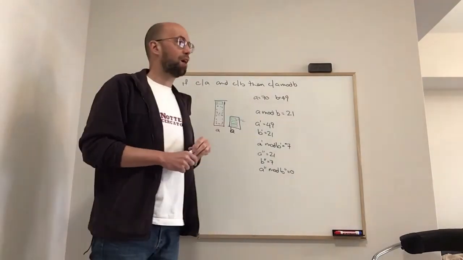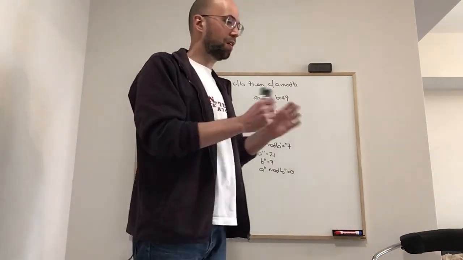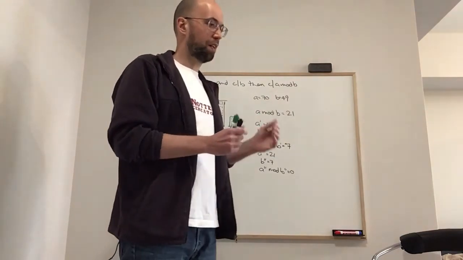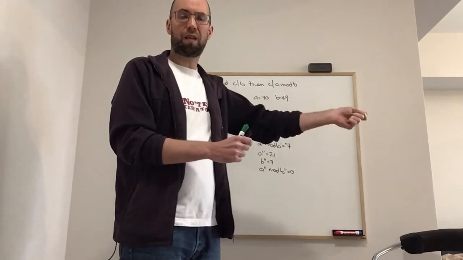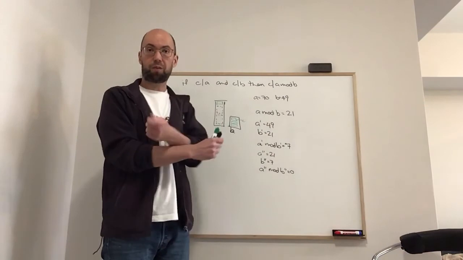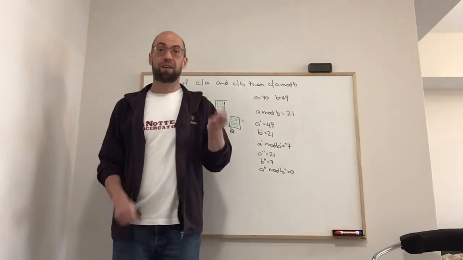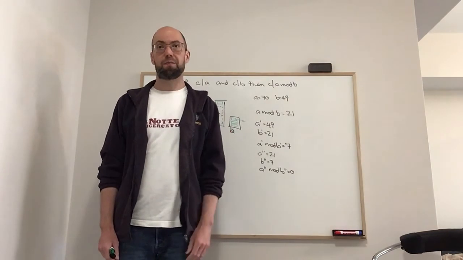Pretty easy. So at each step, you're taking the large number and reducing it by at least half, and then you swap the order. So now the large number mod the small number takes the place of the small number in the next step. So how many times do you have to do this? Well, at most a logarithmic number.